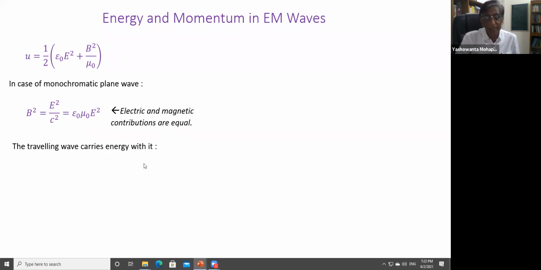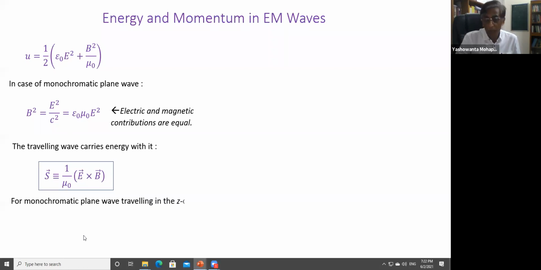The traveling wave carries energy with it, and we know how to compute the energy flux, 1 by mu naught E cross B. For a monochromatic wave we can work that out because we know E and B. Let's say the plane wave is traveling in the z direction, then I simply put that in. This is nothing but c epsilon naught E square cos square, which is U. So S, E cross B, you see is U in the z hat direction. This is the energy flux in the monochromatic wave.